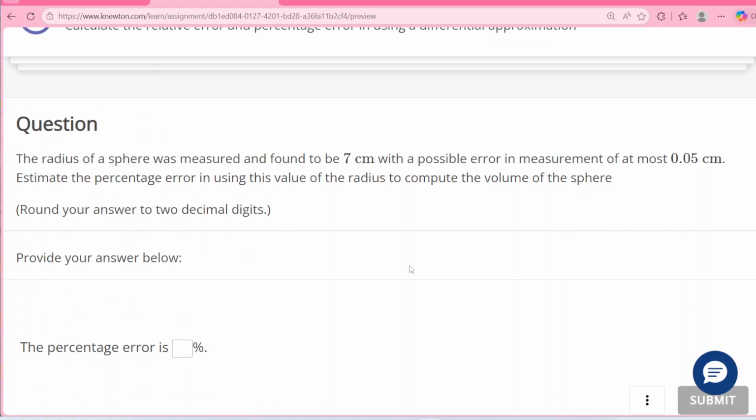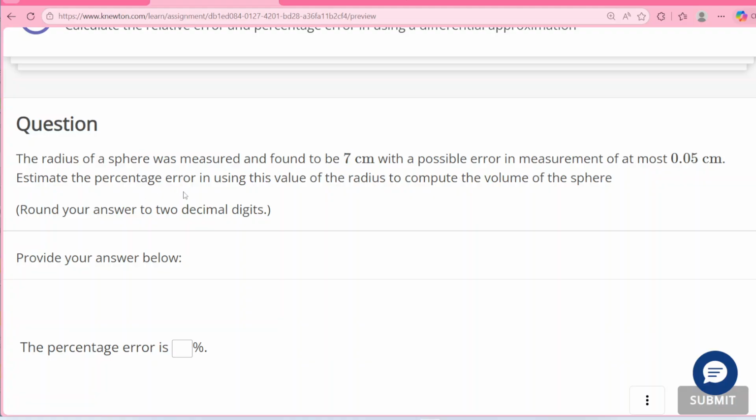So this is like the radius of a sphere problem. Now notice it's a little different than the one earlier. So the radius of a sphere was measured and found to be 7 centimeters. So that'll be my initial R with a possible error in measurement of at most 0.05. So this will be dr, right? The possible change in radius.